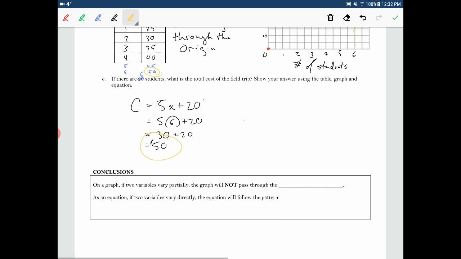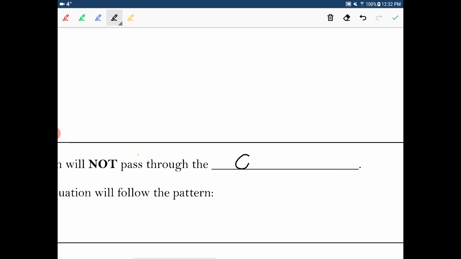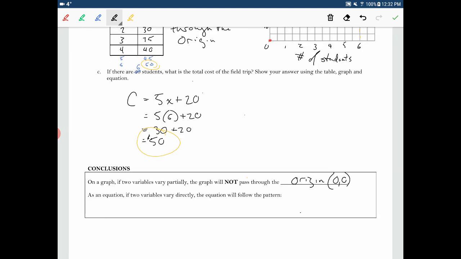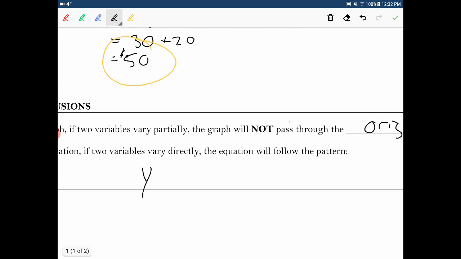All right. So our conclusions. On a graph, if two variables vary partially, the graph will not pass through the origin, which is 0, 0. Okay. As an equation, if two variables vary partially, it will follow the pattern y equals mx plus b. And the m and the b are the letters we usually use in this. You'll see lots of that over the next couple of units. But both the m and the b will be a number.